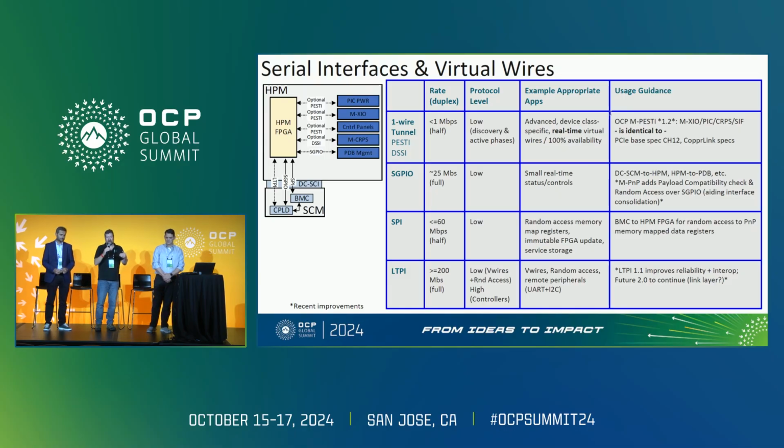SPI is obviously a much faster interface, and the idea with SPI is, yes, it's for getting to your BIOS or maybe your BMC images, but you can use SPI for other uses, such as connecting to the FPGA, as you can see in the diagram there, to get to the memory mapped registers and additional storage.